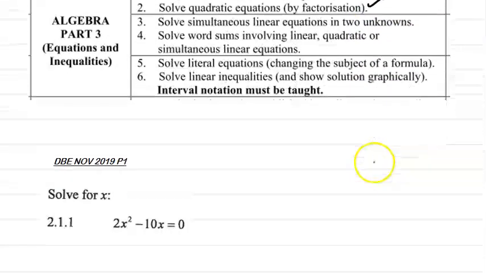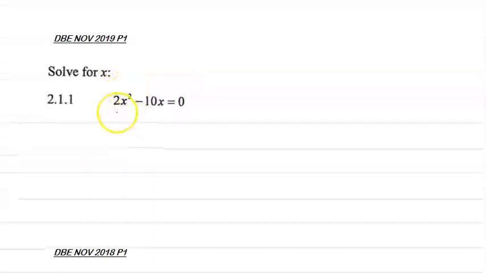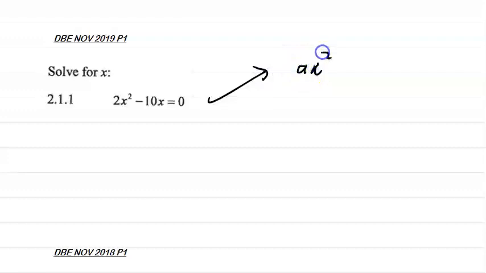Now, let's look at a question that appeared in a past examination paper, the DBE, Department of Basic Education, November 2019, paper 1. We have the following question: 2x squared minus 10x equals 0. The thing about a quadratic equation is that we have to write it in the standard form, ax squared plus bx plus c equals 0. Basically, make one side equal to 0.